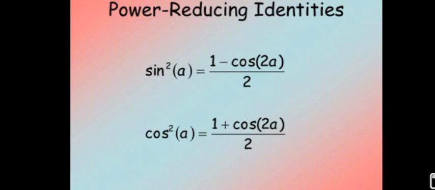Power reducing identities. Sine squared of a is equal to (1 minus cosine of 2a) over 2. Cosine squared of a is equal to (1 plus cosine of 2a) over 2.